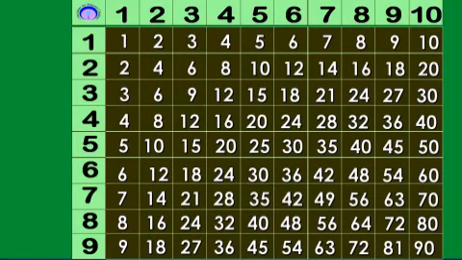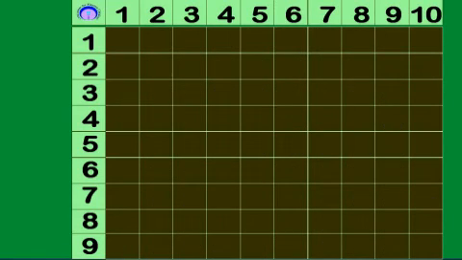Now we have completed our multiplication table. The following is another example of creating your own multiplication table. This time it is from top to bottom, unlike the previous example, where we went from left to right.